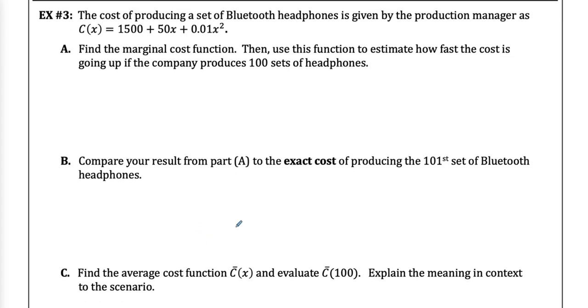Here, why don't you guys see if you can do A and B. Try to do A and B on your own. It's pretty much exactly the same as what we just did. It's got marginal cost and it's got the exact cost. Now, even if you don't have a calculator with you or anything, just set it up so that you'd get to the point where you would need to calculate.